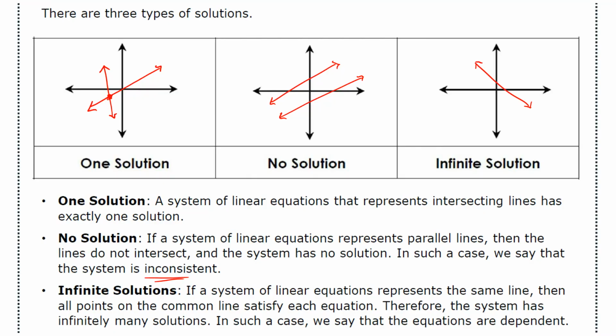Infinite solutions: this is if a system of linear equations represents the same line. Then all points on the common line satisfy each equation. Therefore, the system has infinitely many solutions. In such a case, we would say that the equations are dependent.